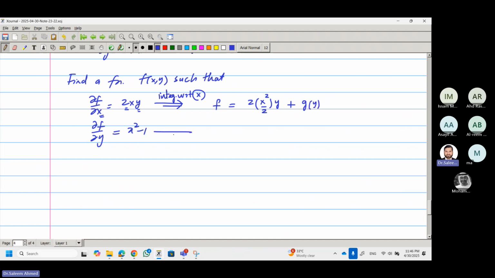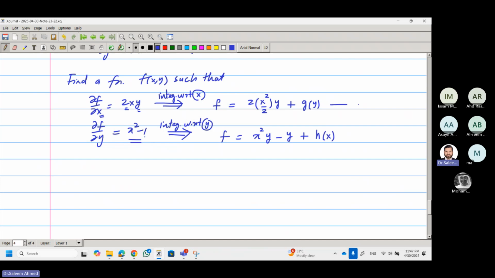And if I integrate the second equation with respect to y, I will again get f on the left. And with respect to y, x square is constant, so I will get y with it. And then 1 is constant, so it also becomes y with it, plus a function of x, h(x).